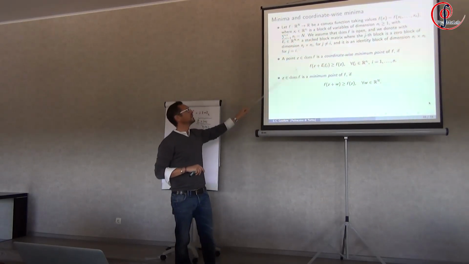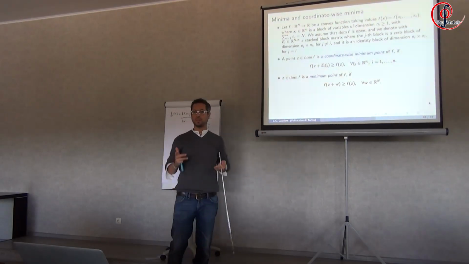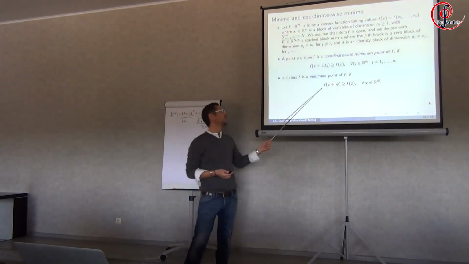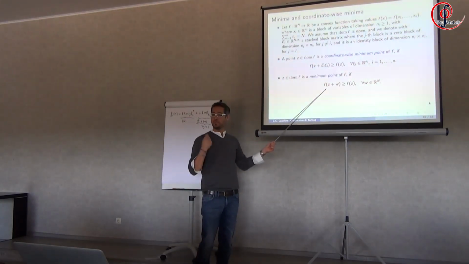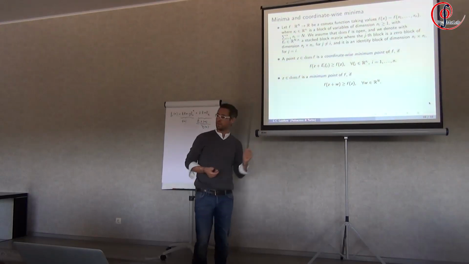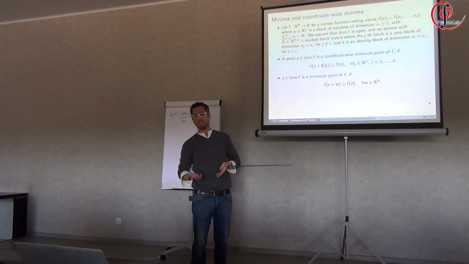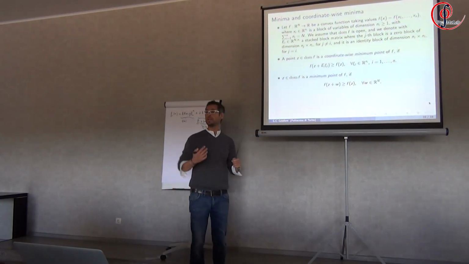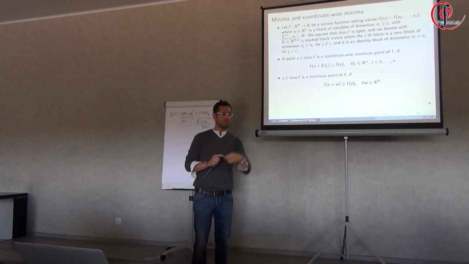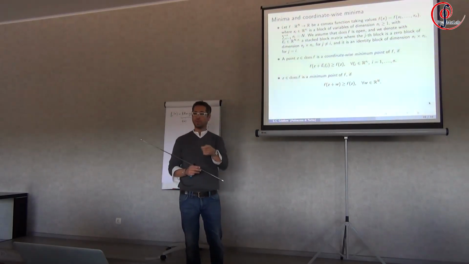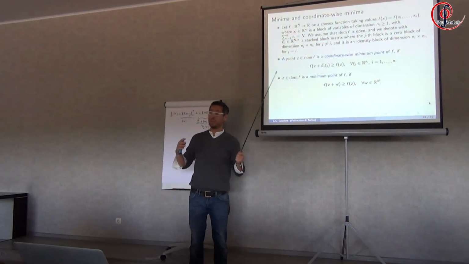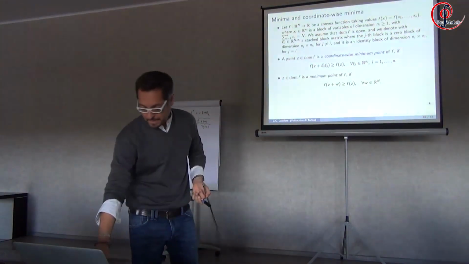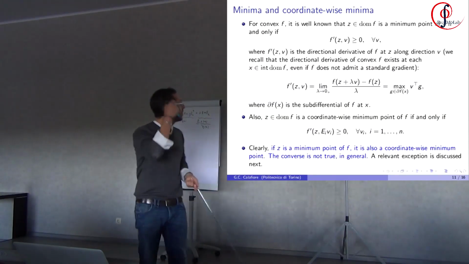So these two concepts are in general not the same concept. So of course, while it is true that if a point is a minimum point, then it is also a coordinate-wise minimum point, the converse is not always true. So if we have a point which is a coordinate-wise minimum point, so you cannot improve this point by moving along coordinates, that does not necessarily mean that it is also a globally minimum point, okay? So these are these two concepts.